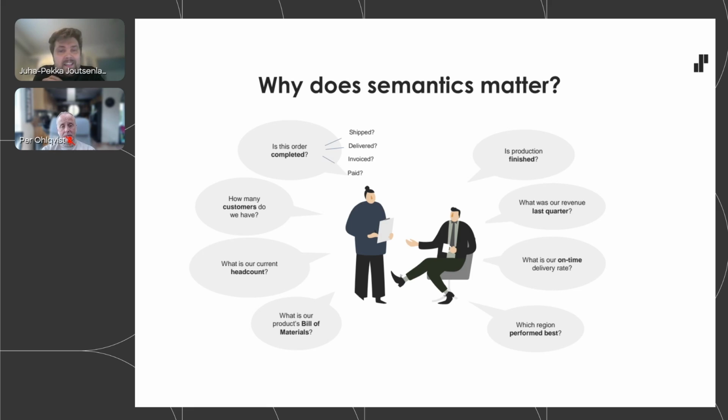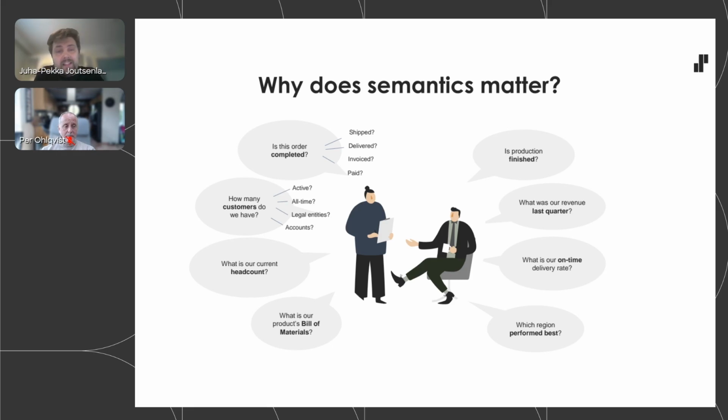when we are asking, is this order completed? What do we actually mean by completed? Is it when the order has been shipped or delivered, invoiced, or paid? So what is actually a completed order in our domain?